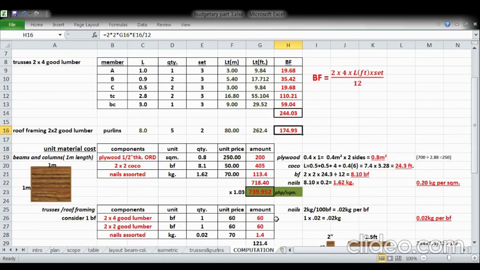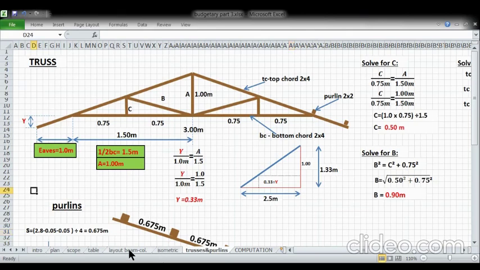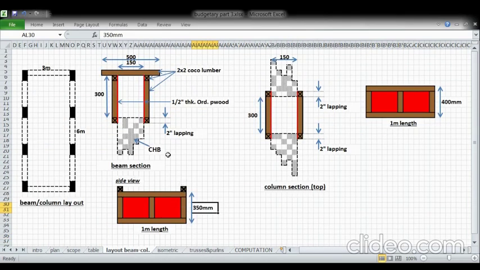So now we are going to compute the unit material cost. Let us consider 1 meter length. This is for the beam, this is for the column. I prefer to derive the unit cost for the beam only because it has a lot of components compared to the column. So we will use this for the derivation of unit cost, considering 1 meter length.